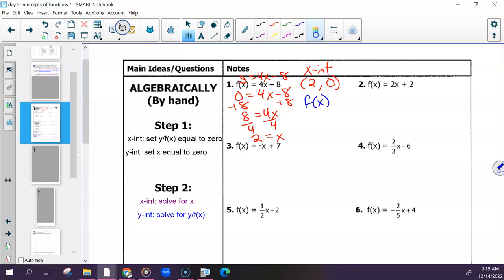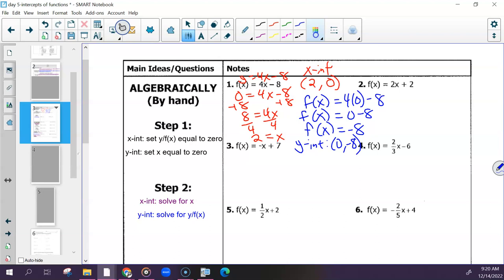So you can leave this f of x, you can leave it y, it doesn't matter. But if I put 0 in for x, the 4 times 0 just becomes 0. And then how would we write that as our ordered pair? 0, 8.